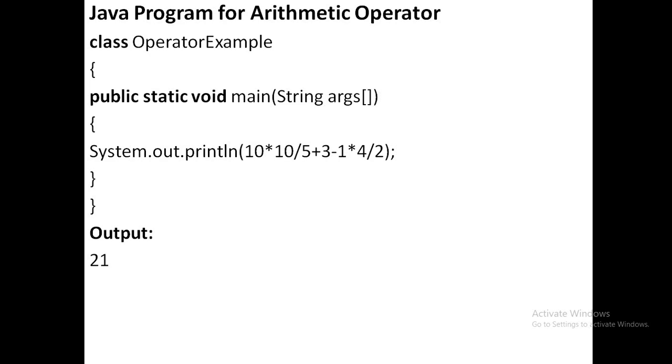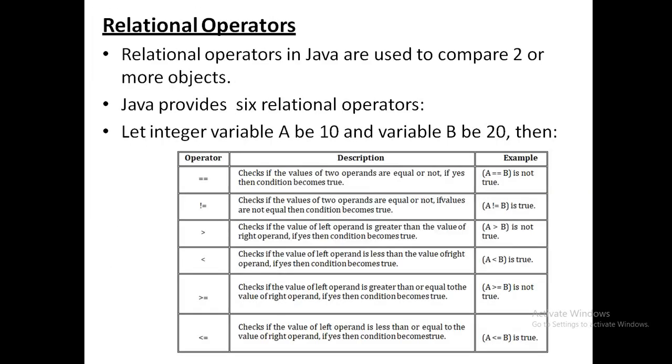And we shall see an example program for arithmetic operation. So here the class name is operator example, and in the main function we have a print statement which is dynamically performing the operation and displaying the output. So here arithmetic operations like multiplication, division, addition and subtraction are carried out in a single statement, and the output is obtained as 21, which is being printed.